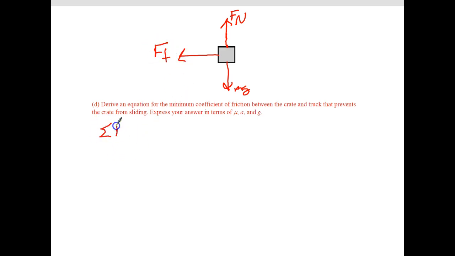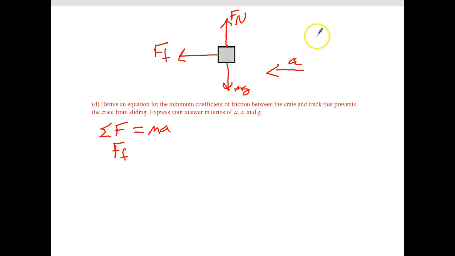So here we go. Sum of the forces should be equal to mass times acceleration. The force that we have that is going to the left here is the force of friction. We don't really have anything going to the right. And we also know that it is accelerating. Remember, it's accelerating in this direction, so it's accelerating to the left.